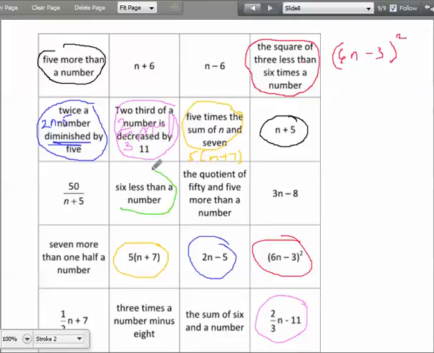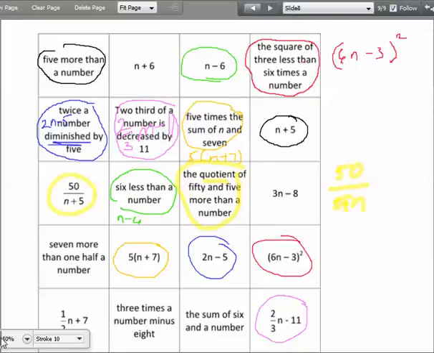6 less than a number. Well, that's going to be n minus 6. That's right there. Okay? Let's see here. What else could we do? This one says the quotient of 50 and 5 more than a number. So the quotient, that means divide, of 50 and 5 more than a number. So I'm going to say 50 divided by 5n. 5 more than number, 5 plus n. So that's going to be this one right here.